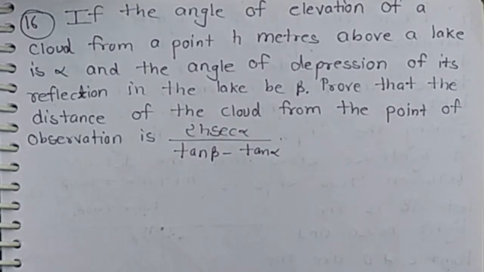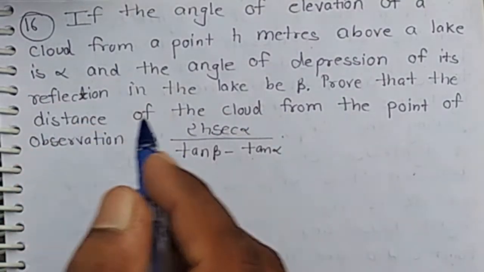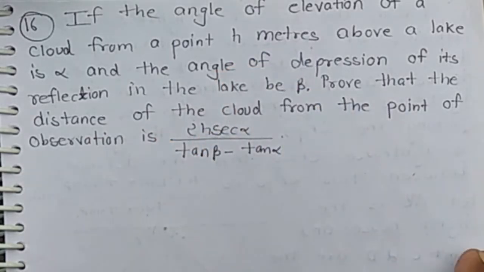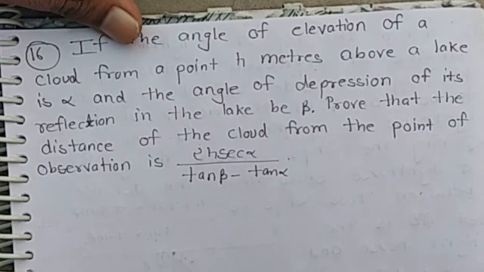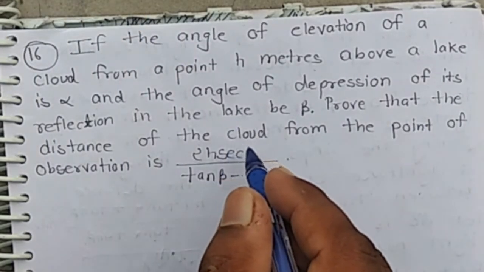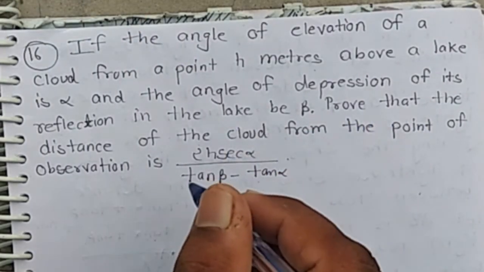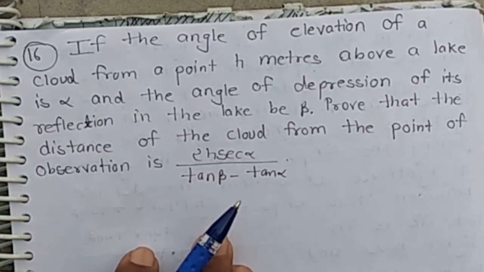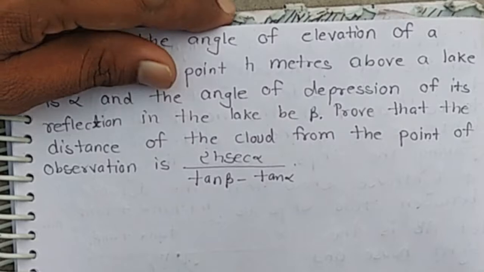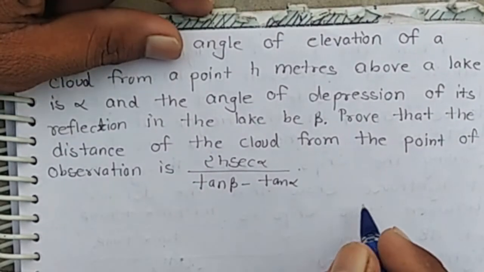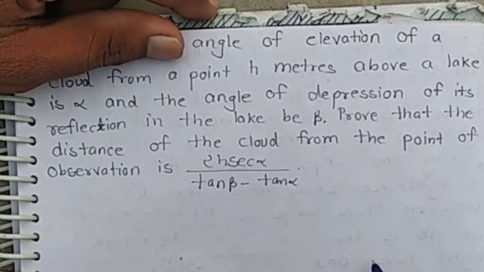Question number 16. If the angle of elevation of a cloud from a point h meter above a lake is alpha, the angle of depression of its reflection in the lake be beta. Prove that the distance of the cloud from the point of observation is 2h sec alpha by tan beta minus tan alpha.